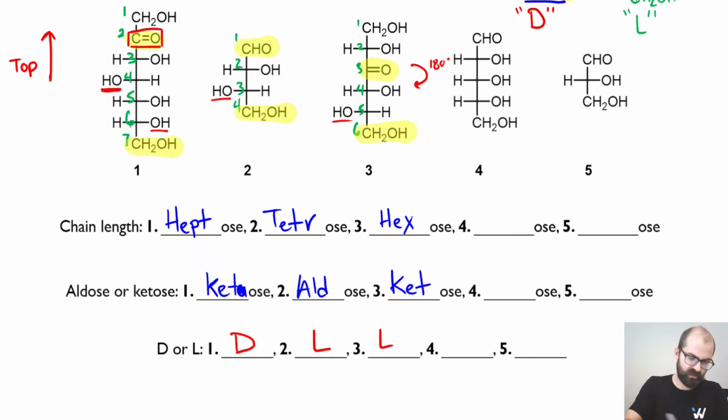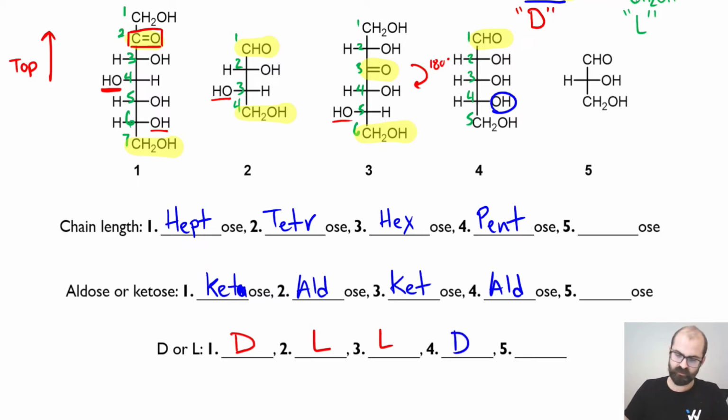All right, moving along, aldehyde. Again, closest to the top, we have 1, 2, 3, 4, 5 carbon atoms, so that's a pentose. Aldehyde makes it an aldose, and our OH is on the right-hand side, so we have a D sugar.